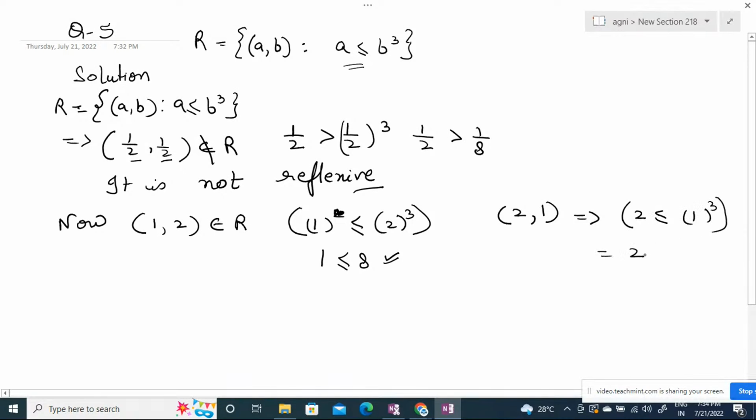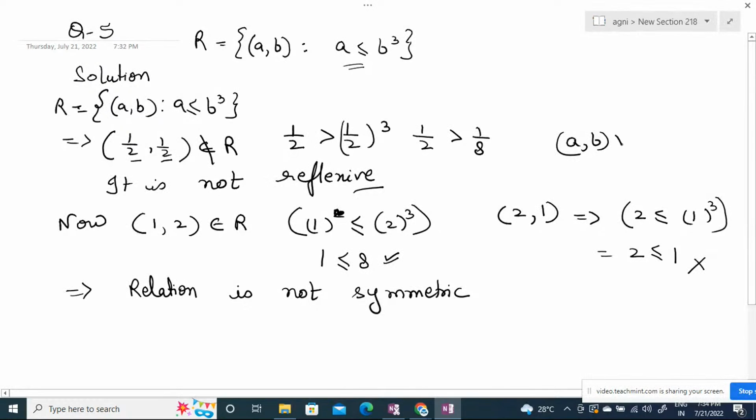Now from here we can see that 2 ≤ 1, which is not possible. So it is not symmetric. The relation is not symmetric because it does not satisfy the symmetric nature. In symmetric nature, we have to show that if (a, b) belongs to R, then (b, a) also belongs to R. But here we can see that (2, 1) does not satisfy the condition a ≤ b³. So we can say that this is not symmetric.